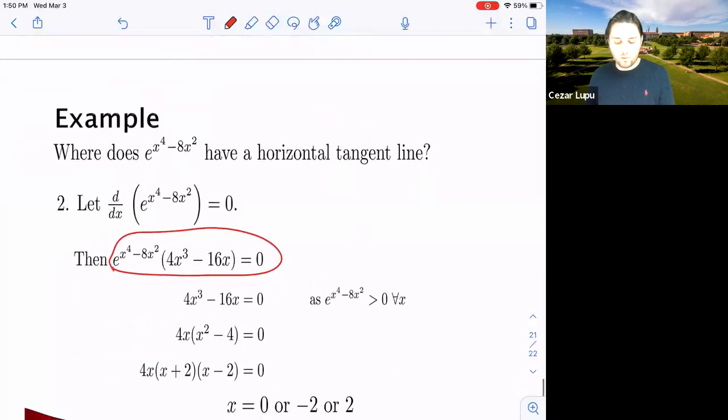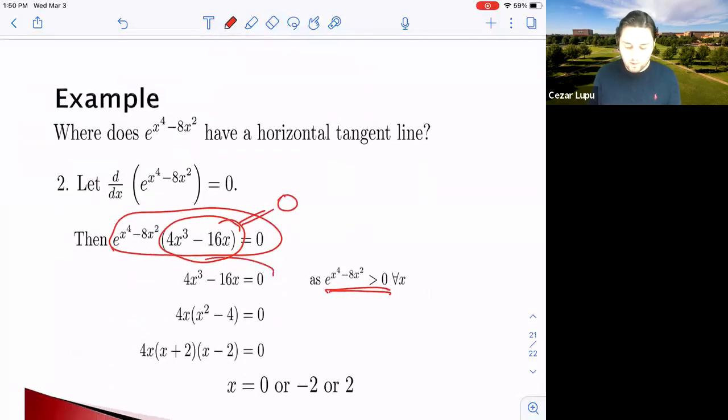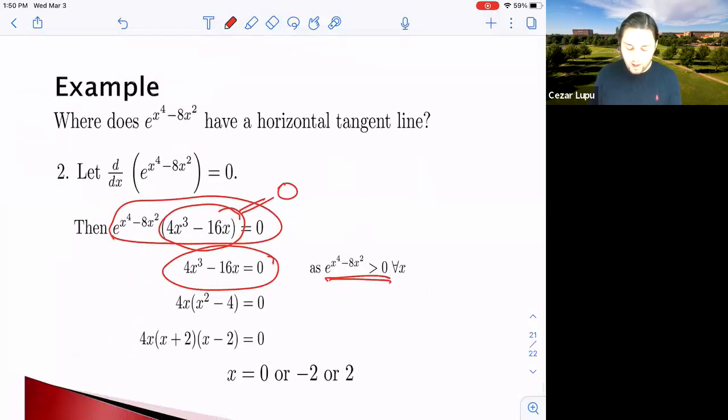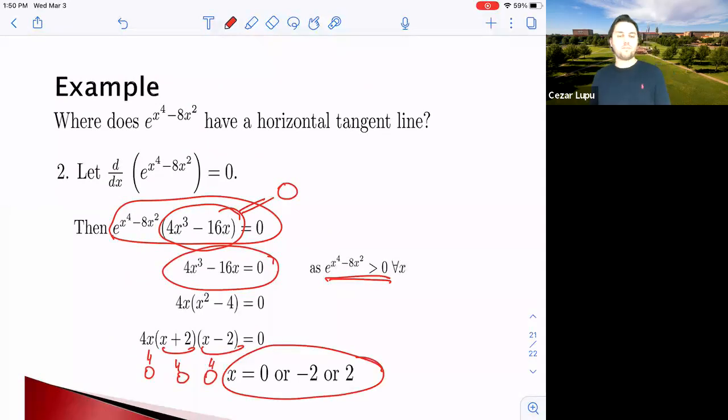But the exponential will always be positive. So the only thing we need to come up with is that this guy is 0. As you can see here, you can factor 4x even, and then you'll get 4x times x squared minus 4. You can also factor x squared minus 4 as x minus 2 times x plus 2. And then this will be 0, this will be 0, or this will be 0. And it will resolve that we have these three cases.